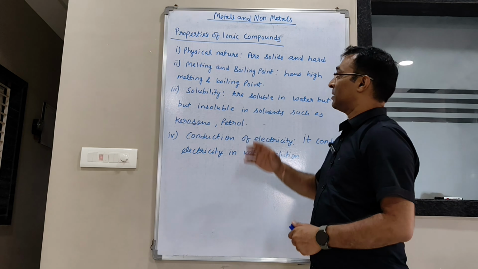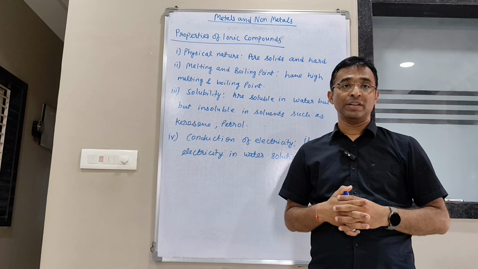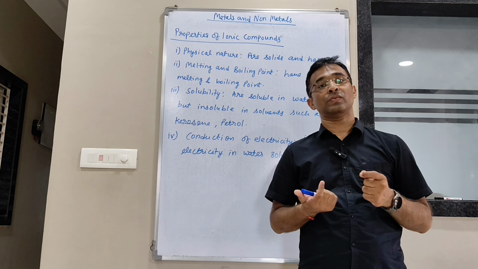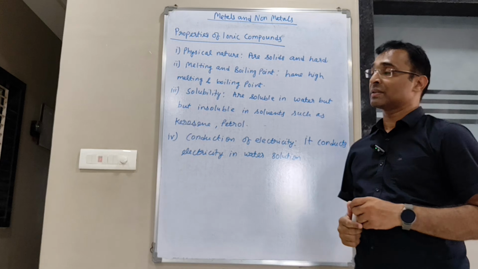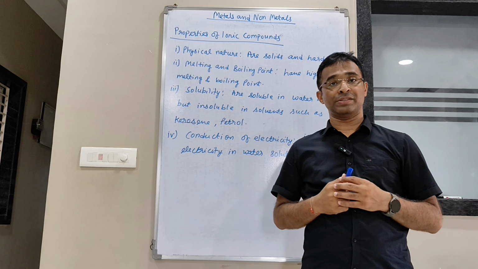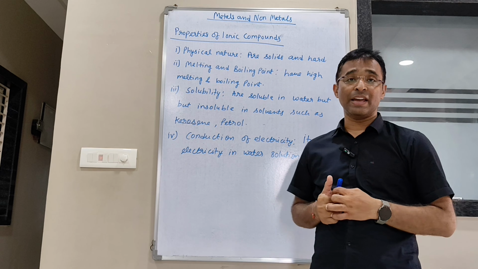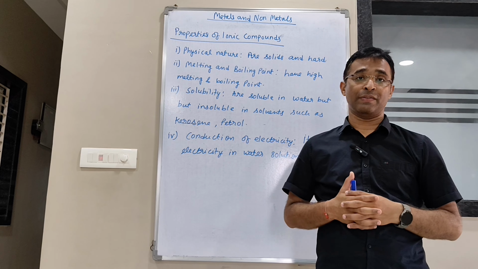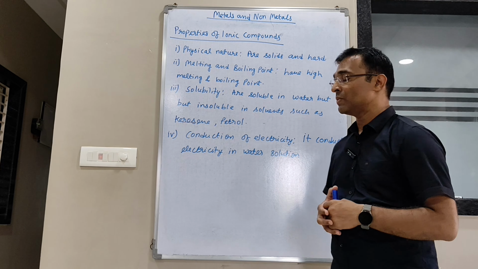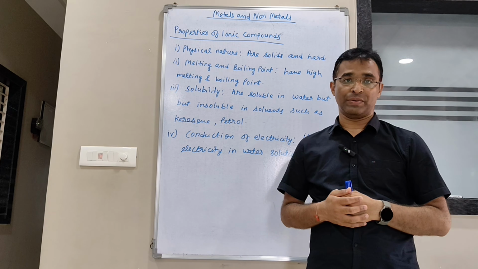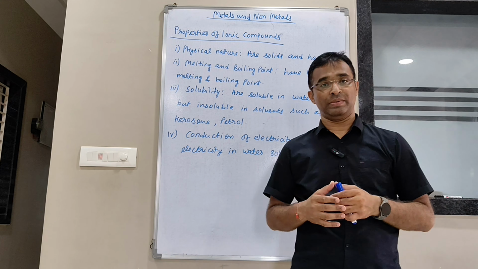Properties of ionic compounds. There are 4 properties which we are going to discuss for ionic compounds. In the previous topic we discussed what an ionic compound is. First property, physical nature. Ionic compounds are generally solids and hard in nature. Second, melting and boiling point, ionic compounds have high melting and boiling points. Third, solubility, they are soluble in water but insoluble in solvents such as kerosene and petrol.